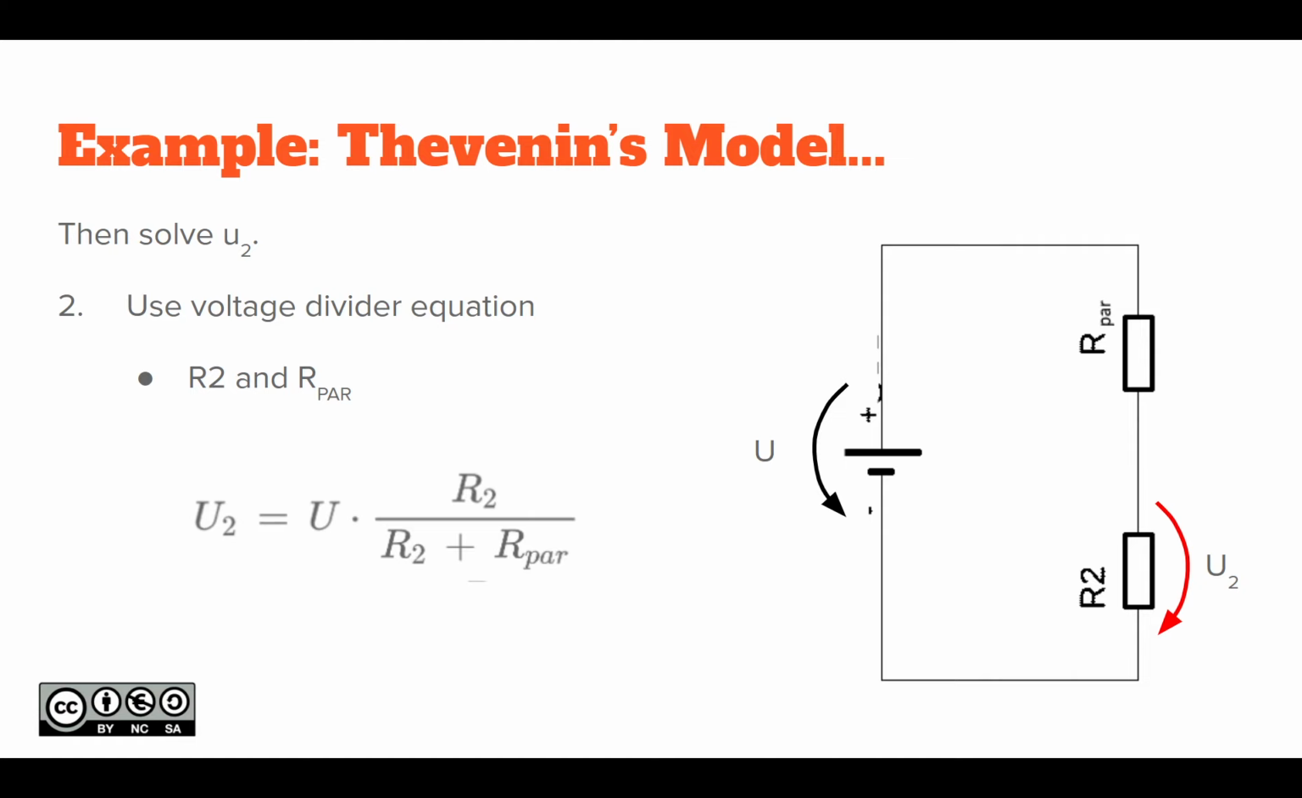Next, to solve the U2, you use the voltage divider equation, which was actually the same as for series resistors. There are series resistors R bar and R2, and that formula came directly from the voltage divider equation. Now we also have the open circuit voltage there.